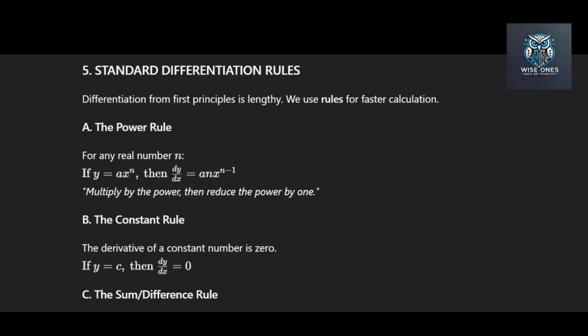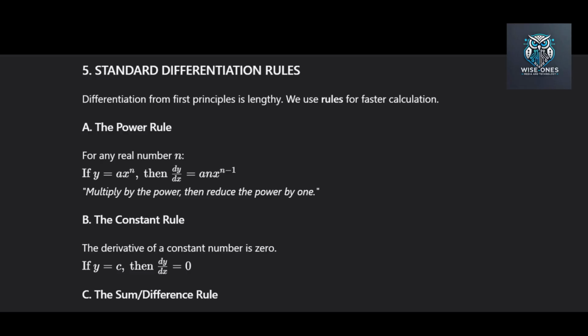Let us look at example 4. Using the power rule, differentiate the following with respect to x. Number 1, y equals x to the power of 5. Bring down the power 5. Reduce the power by 1. 5 minus 1 is 4. So dy/dx equals 5x to the power of 4. Number 2, y equals 4x cubed. Bring down the power 3. Multiply it by the 4. 4 times 3 is 12. Reduce the power by 1. 3 minus 1 is 2. So dy/dx equals 12x squared.